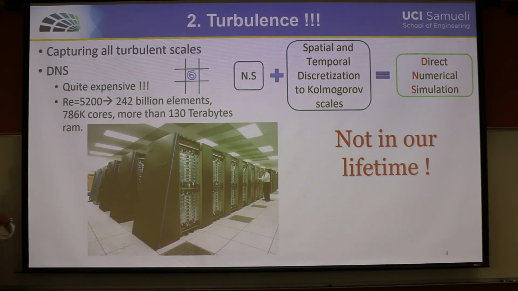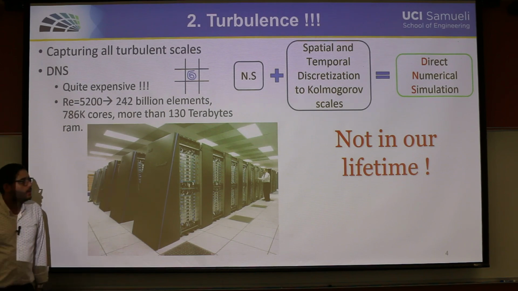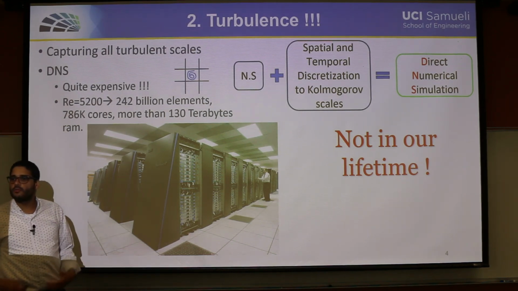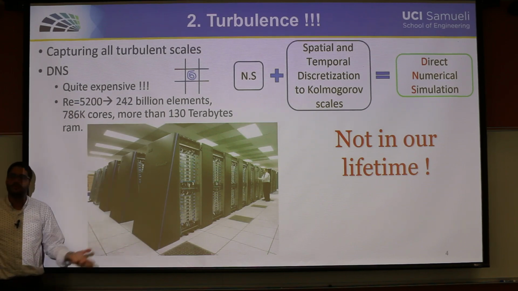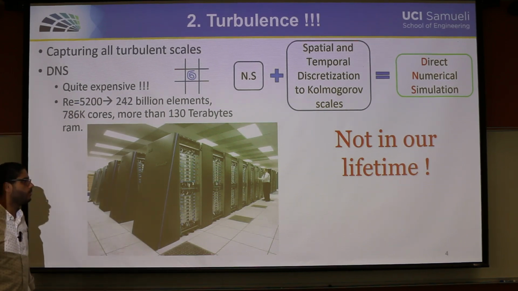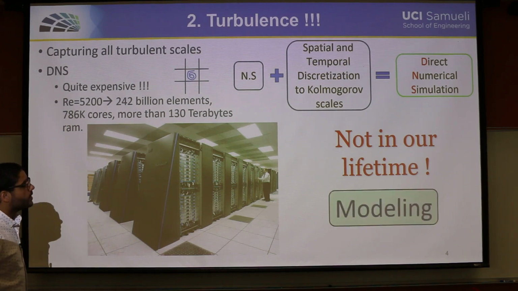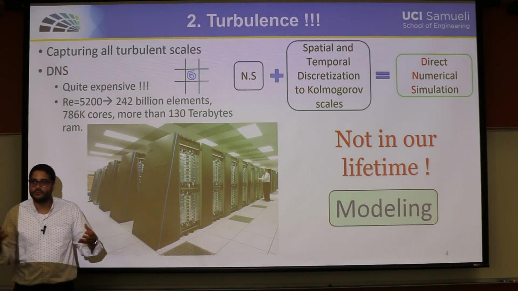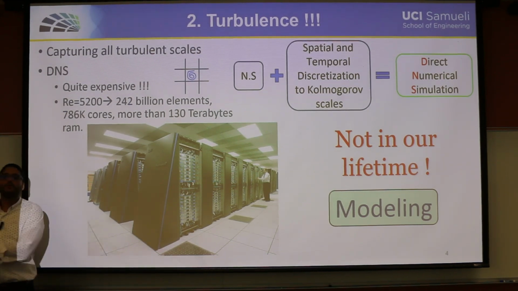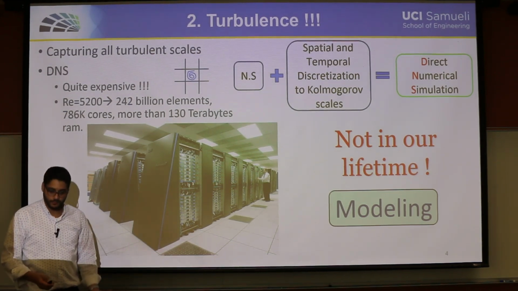This is quite extensive. So it's not in our lifetime to see a full DNS simulation over an aircraft, for example. I don't know if someone attempted this or not, but I don't think anyone attempted. So that's why we need to model turbulence. Unfortunately, we have to come up with a way to model the turbulence in our flow field.